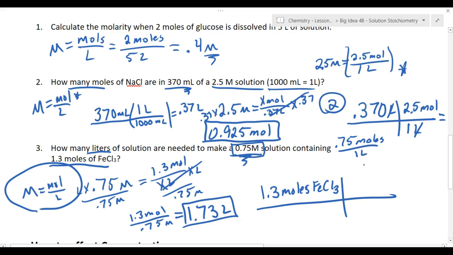Okay, so we plug that in. 0.75 moles will go on bottom, and our 1 liter will go on top. Solve for that, our moles cancel out, and we end up with 1.73 liters of solution.